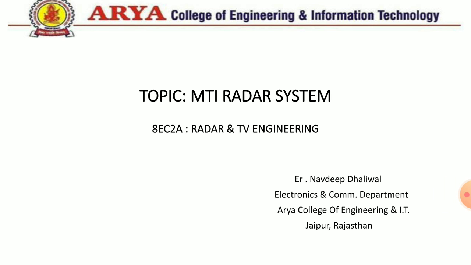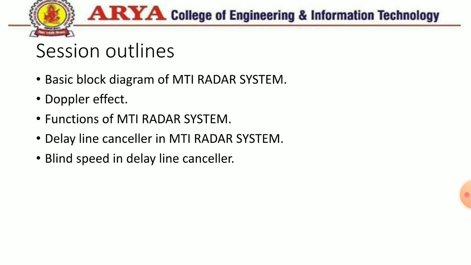Today we will discuss the MTI radar system. These are my session outlines. Today I am going to explain the moving target indicator radar. In this session I will explain the block diagram of the MTI radar system, then how the MTI radar system functions, and then how the delay line canceller is significant and how it identifies the motion of objects. Then I will explain blind speed in the delay line canceller response with respect to the MTI radar system.